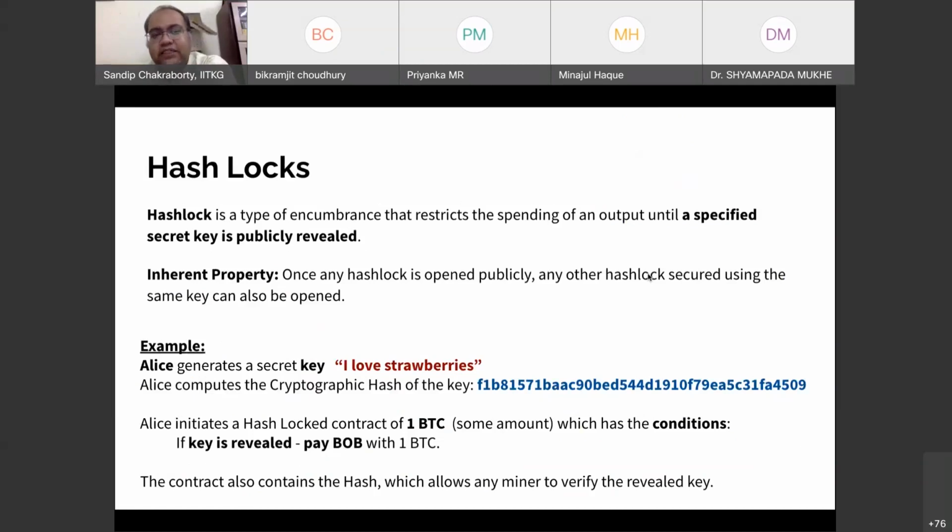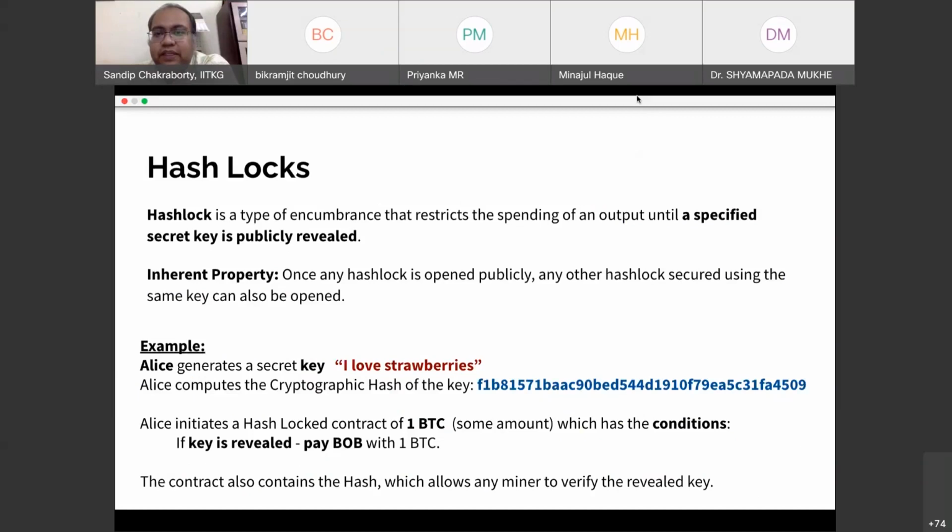So a hash lock is a type of encumbrance that restricts the spending of an amount until a specified secret key is publicly revealed. Well, and the inherent property of the hash lock is that once any hash lock is opened publicly, any other hash lock secured using the same key can also be opened. So here is an example. So let us look into the example.